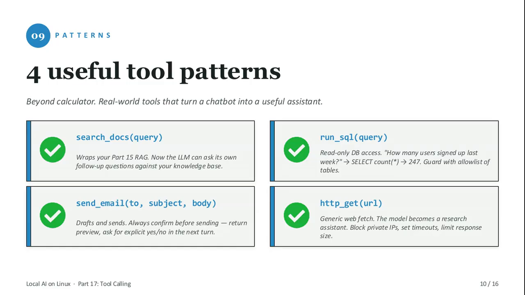Send email is powerful and dangerous. Always return a preview first and require an explicit confirmation before actually sending. And HTTP GET turns your assistant into a researcher. Just remember to block private IPs and cap the response size before the model pulls down something enormous.